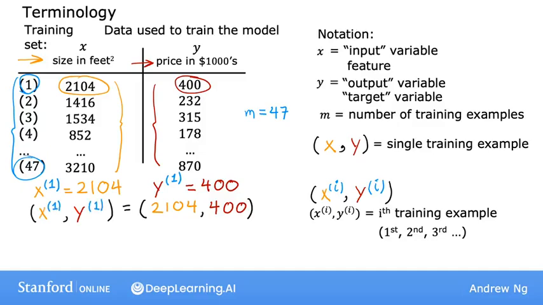Just a note, this superscript i in parentheses is not exponentiation. So when I write x superscript (2), this is not x squared. This is not x to the power of 2. It just refers to the second training example. So this i is just an index into the training set and refers to row i in the table.